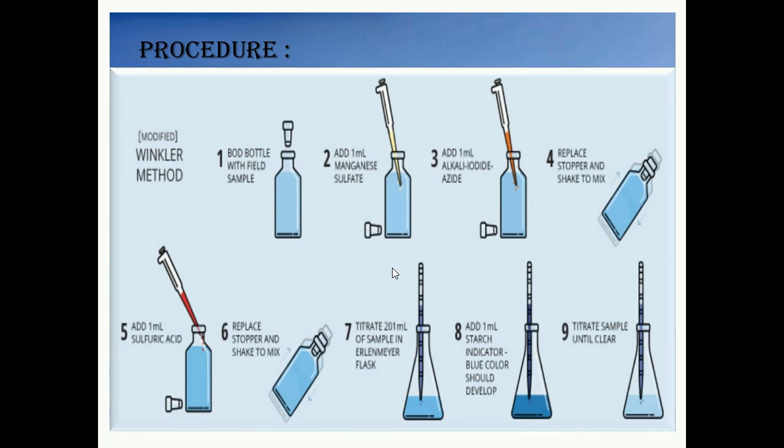Replace the stopper and shake to mix well. After the addition of manganese sulfate and alkali iodide azide, shake the BOD bottle well. Then add 1 ml of sulfuric acid, replace the stopper and shake to mix. Shake the bottle well again to mix all the reagents.